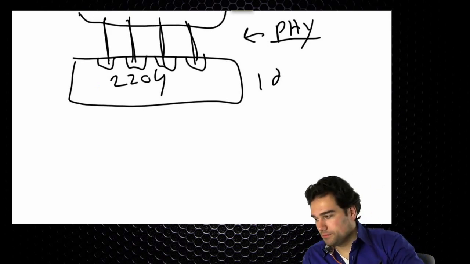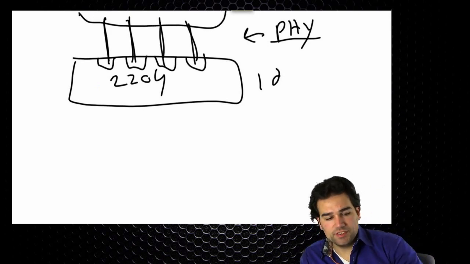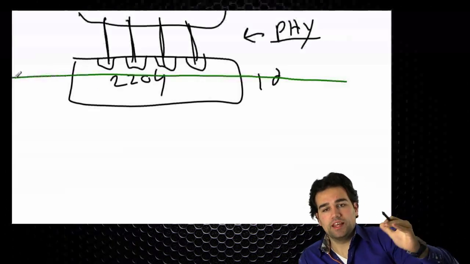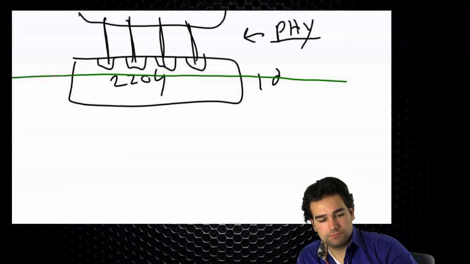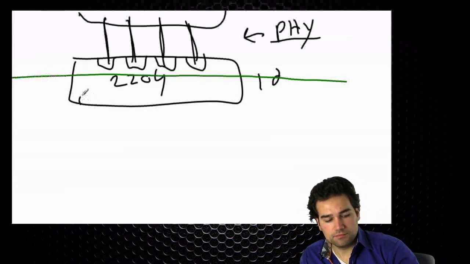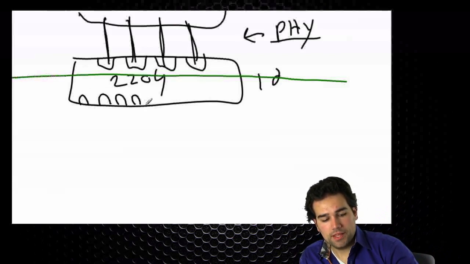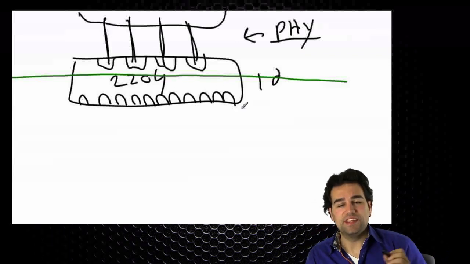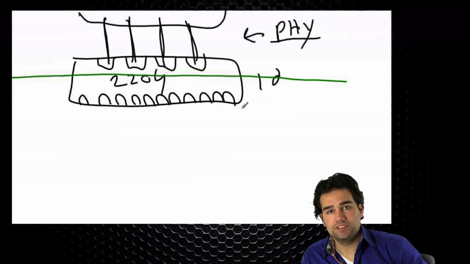This is the visible part. The rest of this is inside the chassis. So this is where the border is between the outside world and the inside chassis world. Inside the chassis, I have a lot of connections running to each of the slots in my blade chassis.